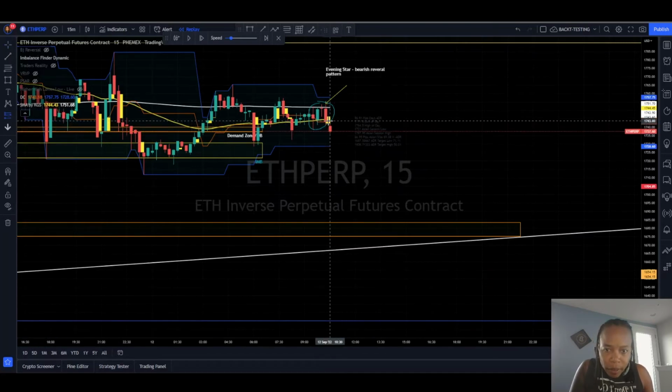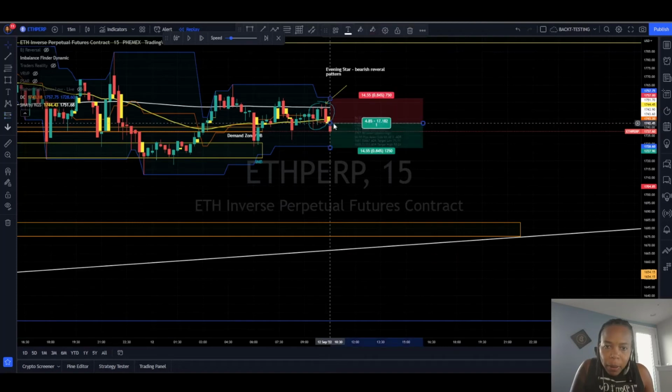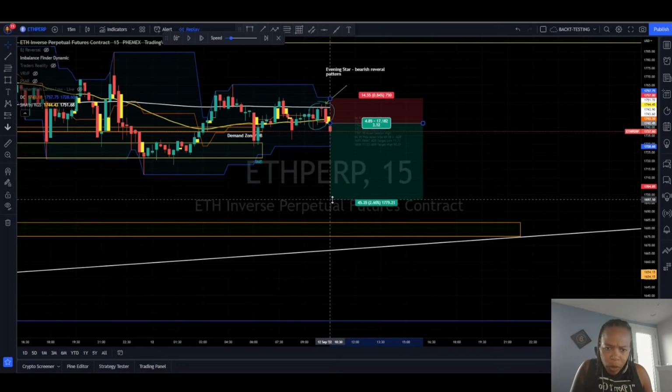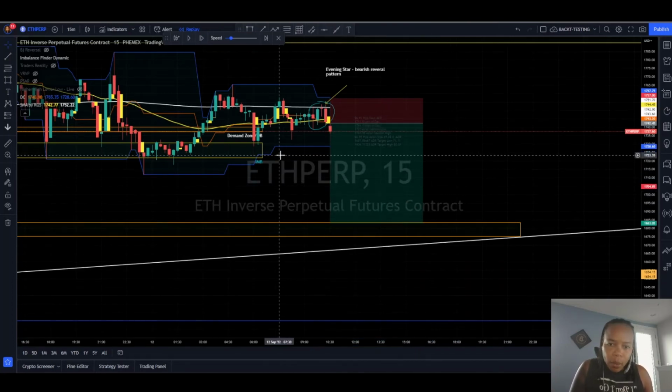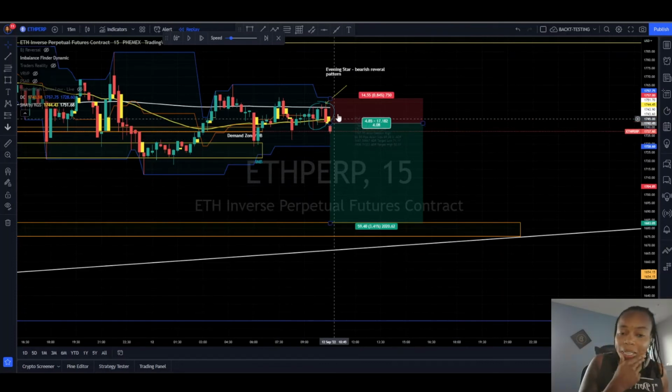So then my thoughts were this: there's an imbalance here, so maybe it pops up a little bit, eats a little bit of it. So I would enter into something here and maybe try to get down to this imbalance, right? And see how that plays out. So that's what I was thinking when I saw this forming.